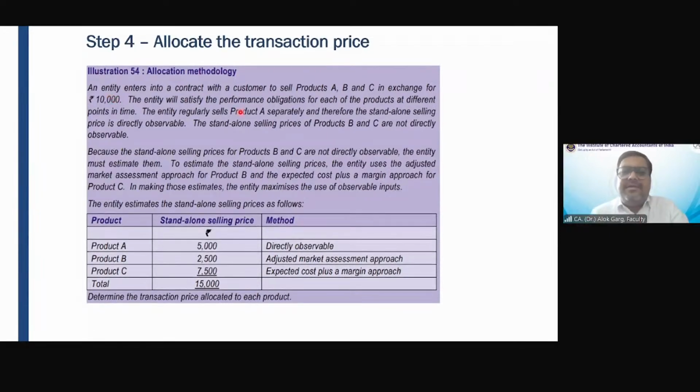An entity enters into a contract with a customer to sell products A, B, and C in exchange for rupees 10,000. The entity will satisfy the performance obligations for each of the products at different points in time. So there are three performance obligations A, B, and C. The transaction price is rupees 10,000.